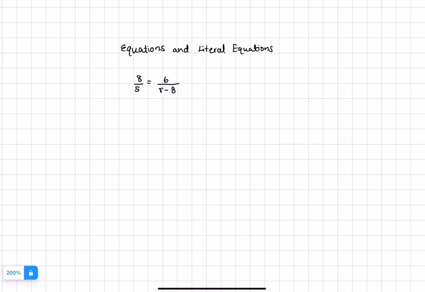To do that, what we can do is cross multiply. So we take these two sides, these crosses and these two. So 8 times r minus 8 equals 6 times 5.